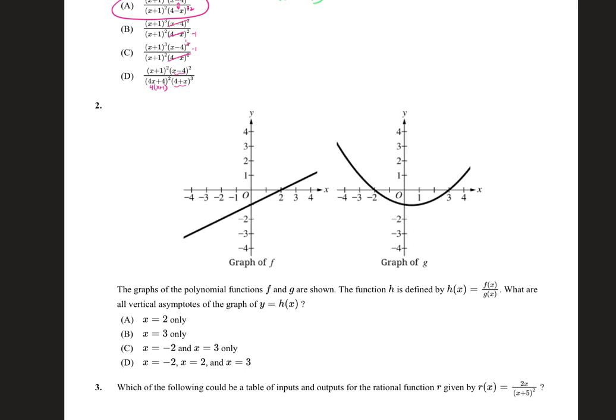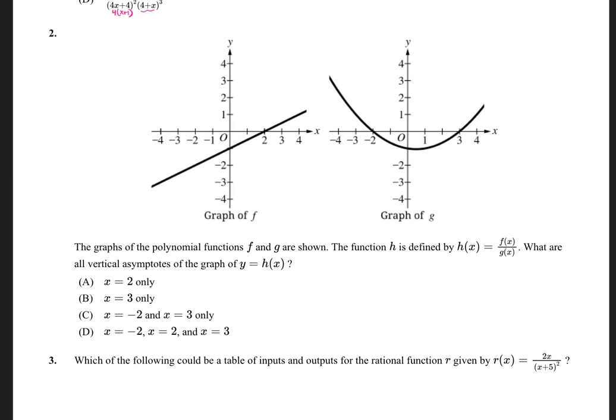Number 2 says the graph of the polynomial functions f and g are shown. The function h is defined by f of x over g of x. What are all the vertical asymptotes of the graph of y equals h of x? So this is another way of rewriting function notation but using graphs. So if f of x goes over g of x, then if I look at the graph of f of x, it would go in my numerator, and the graph of g of x would go in the denominator.